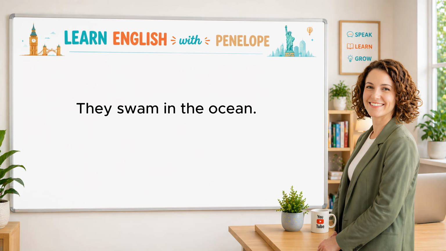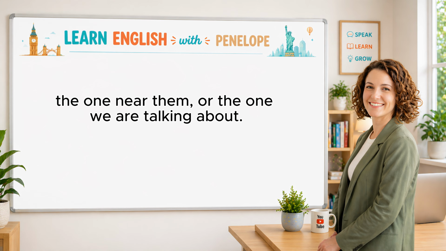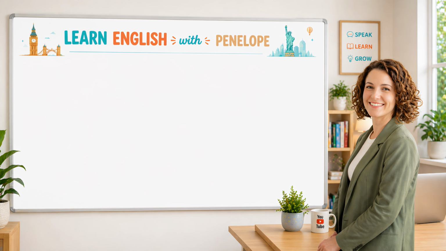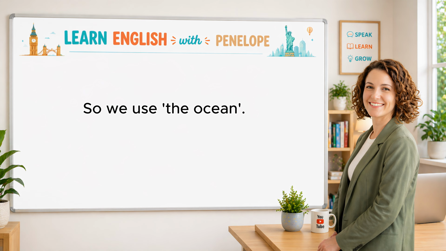Example number 10. They swam in the ocean. Here, the ocean refers to a specific ocean, the one near them, or the one we are talking about. Maybe they were at the beach and everyone knows which body of water is there, so we use the ocean.